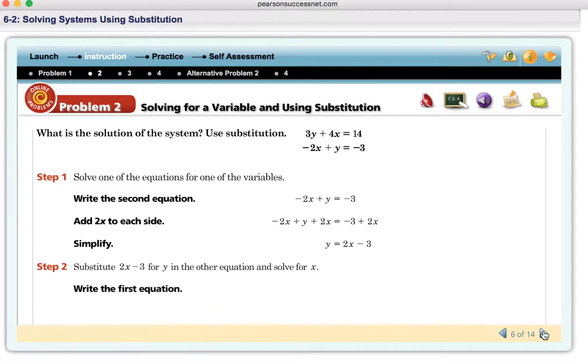Write the first equation. Substitute 2 times x minus 3 for y. Use parentheses. We did that because we figured out that y is equal to 2x minus 3. So we plugged that 2x minus 3 in for the spot right here where we saw the y. And again, what this gives us is the opportunity to only have x's in our equation, which means we can then solve for x.